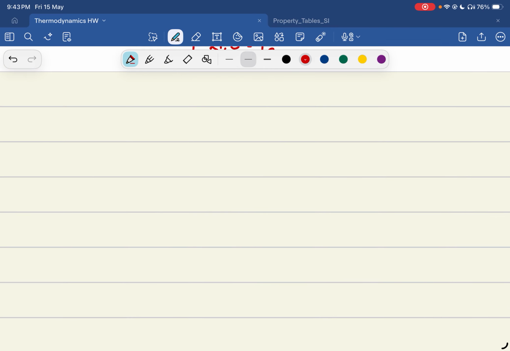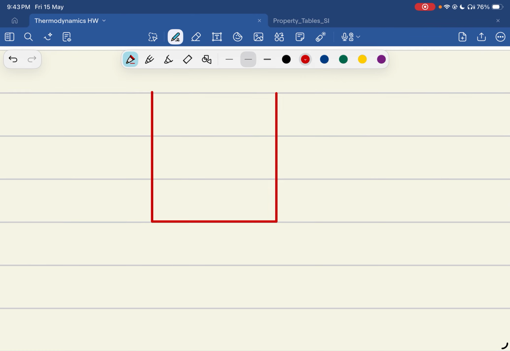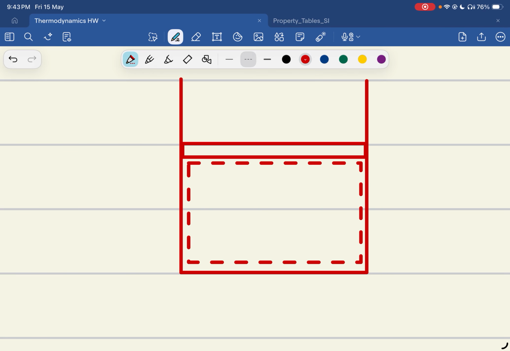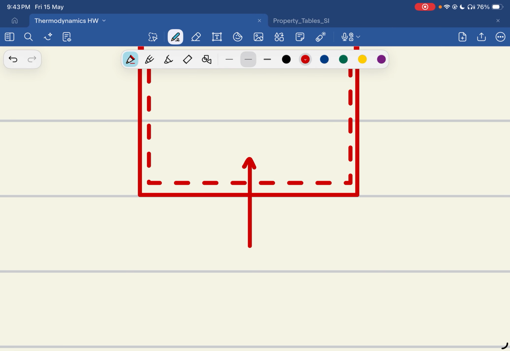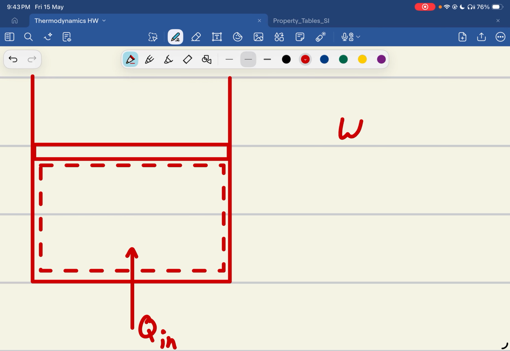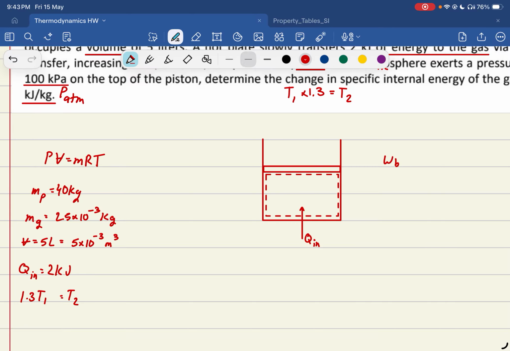So let's start with our schematic, because that's always required for the 7-step process. And so here's our piston, and here's our system boundary. And we know that there is Q in. And since the volume is changing, we know that there's boundary work. But where does it point exactly? We don't know yet. Okay?